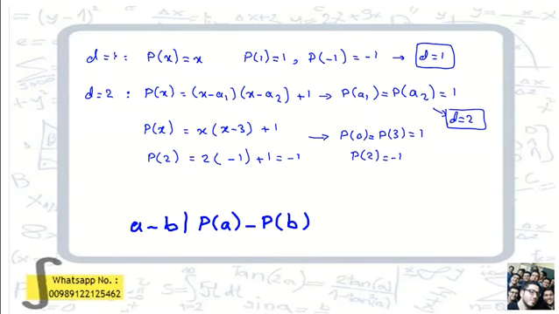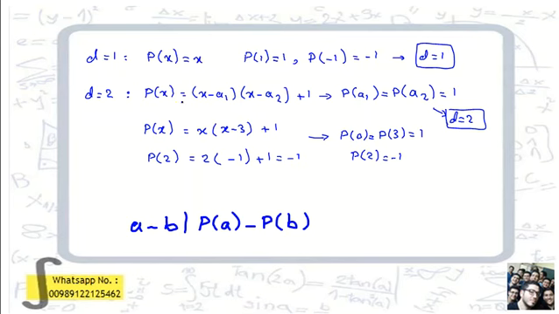If we consider d equals 1, we need 2 answers for the absolute value of p of m equals 1. If we consider p of x equals x, p of 1 is 1, p of minus 1 is minus 1. We found 2 different integers. So for d equals 1, we found a good example. So d equals 1 is one answer.